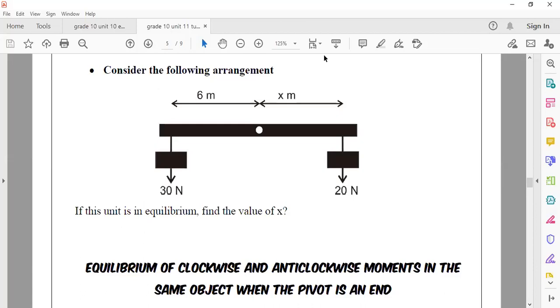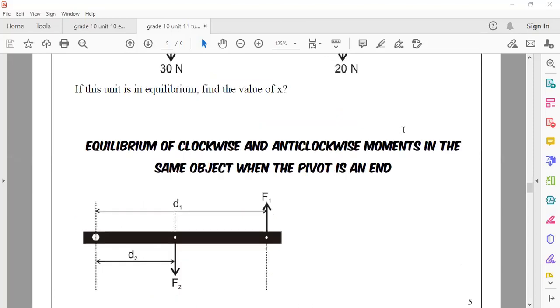X is distance, perpendicular distance, measured in meters. Finding moment, you can apply it in Newton meters. Okay, so enough for the day.